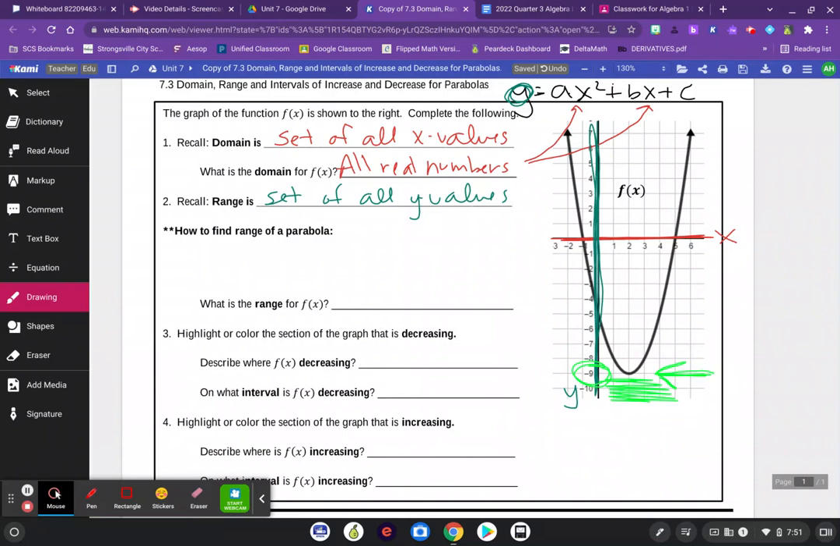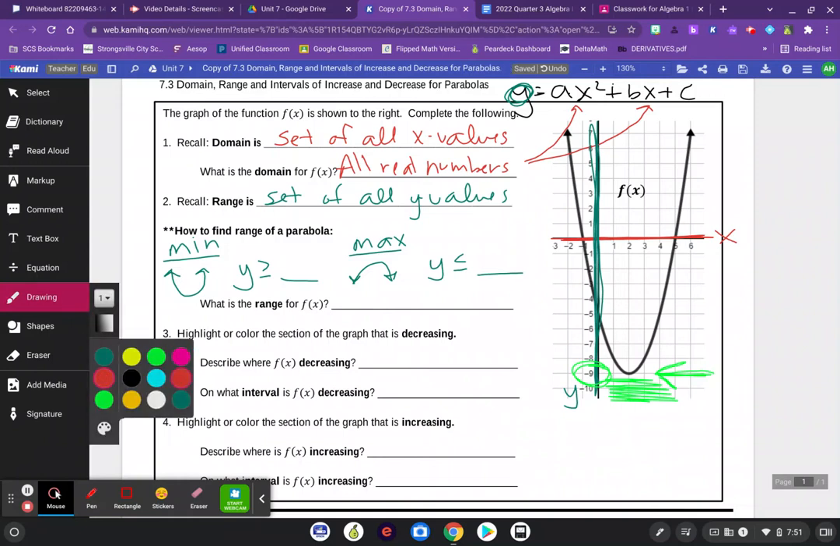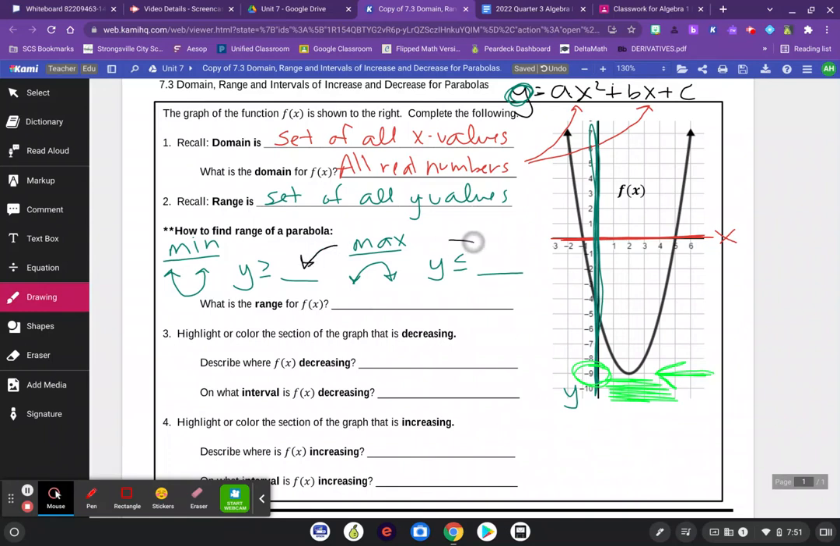All right, so how to find the range of a parabola? Well, if I have a minimum, which means if my parabola opens up, then that means that all my y values are greater than or equal to some number, okay? And if I have a maximum, which means that I open down, then all of my y values are going to be smaller than or equal to some number. And that some number is the y of the vertex.